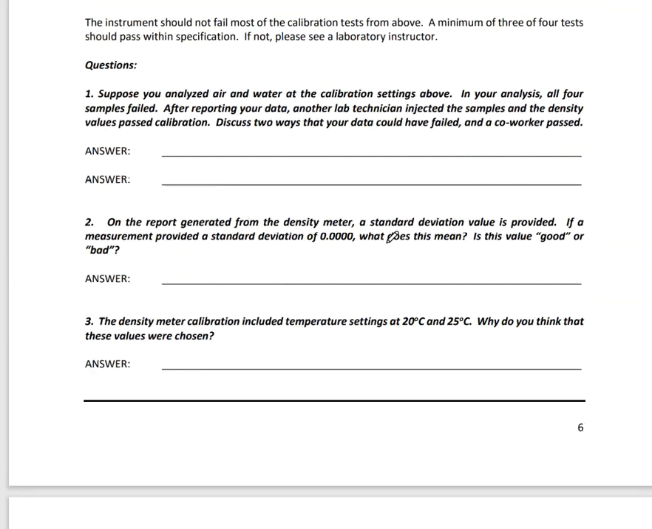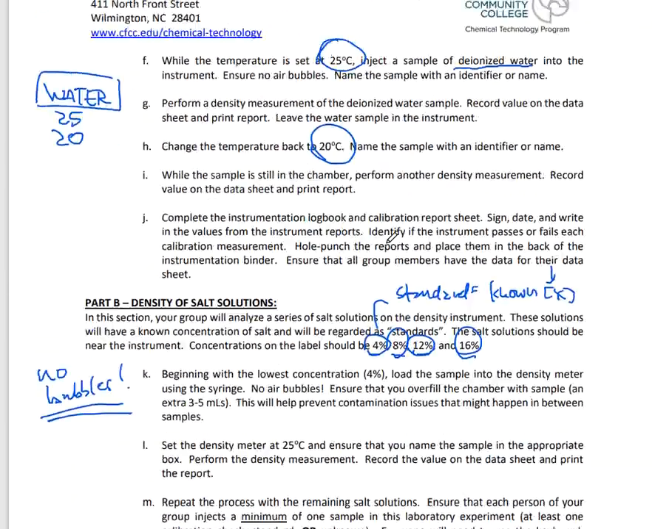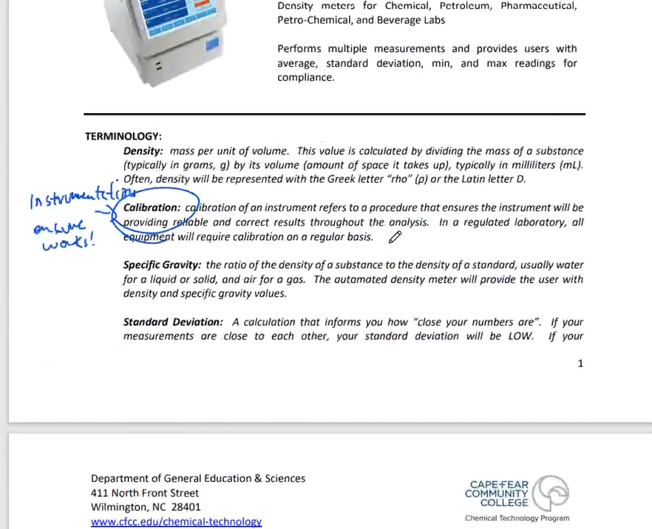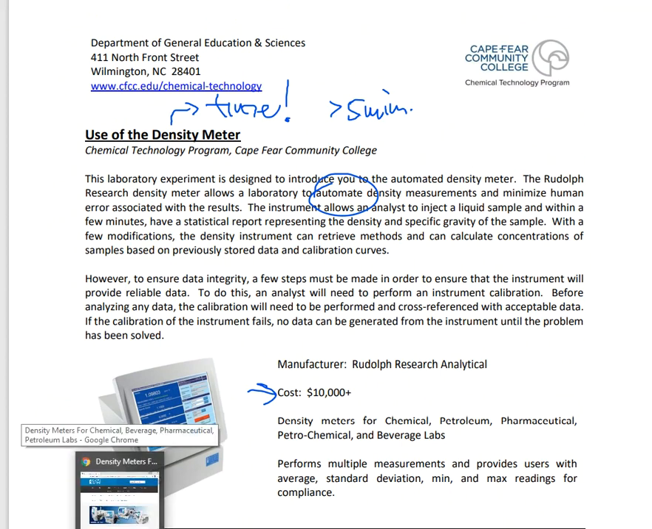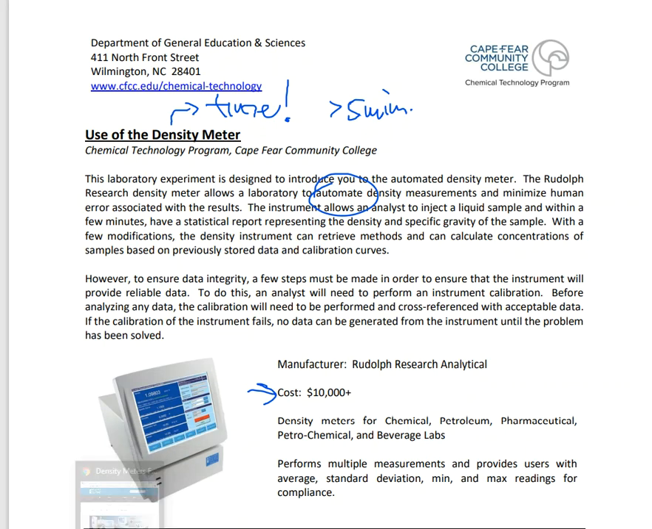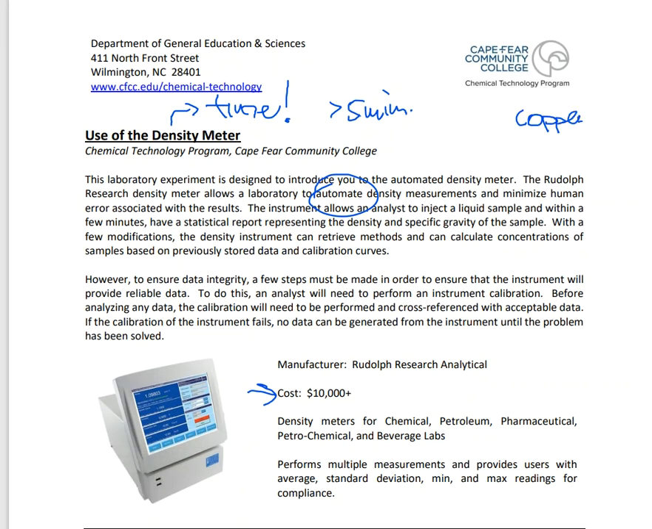I think it's very simple. It's a group effort. Just make sure that everyone gets a chance to go through and inject on the Rudolph Research density meter, and we'll be okay. All right. So in the meantime, what will happen is that you will probably juggle this with another lab that we're going to call the copper cycle.